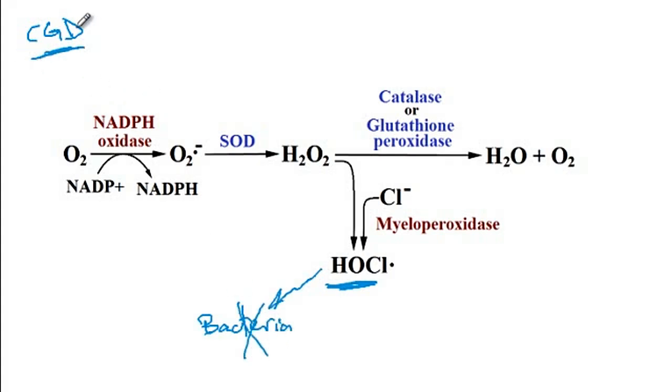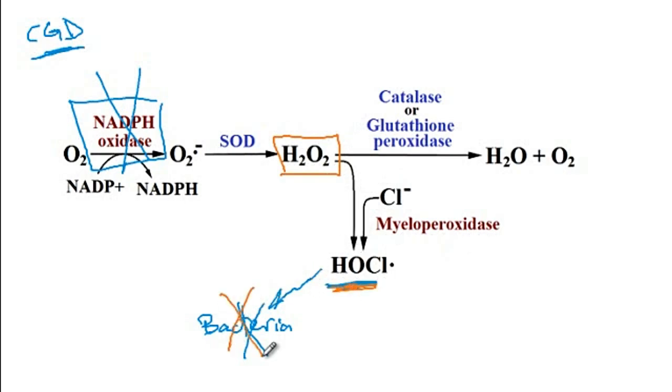Now, patients that have CGD lack the enzyme NADPH oxidase, so they wouldn't be able to produce the superoxide radical from oxygen. However, the good news is that hydrogen peroxide can still be produced as a metabolite of bacteria, and thus this hydrogen peroxide produced by the bacteria can be combined with chloride via the myeloperoxidase enzyme to give hypochlorous acid and thus destroy these bacteria.